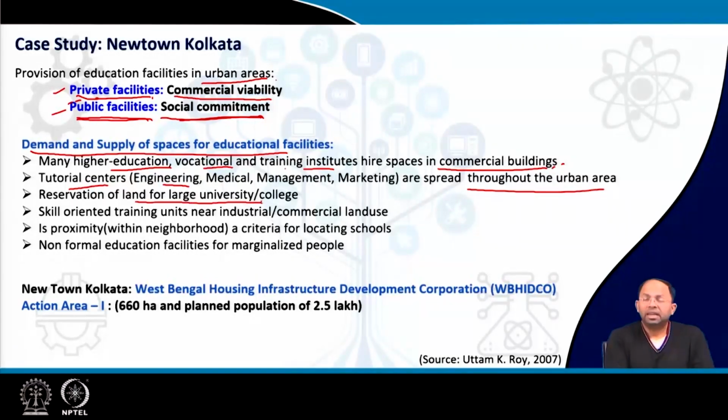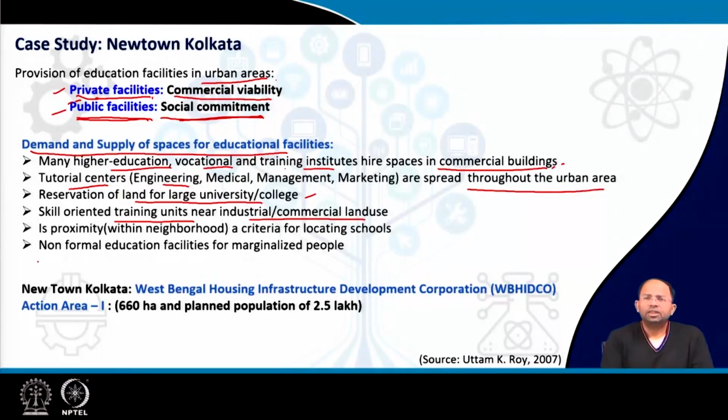But in case of large universities and colleges, there has to be reservation of land, because otherwise a large chunk of land is not available. So, there has to be creation of larger plots of land where this kind of colleges or universities could be set up. Skill oriented training units need to be set up near industrial and commercial land use.